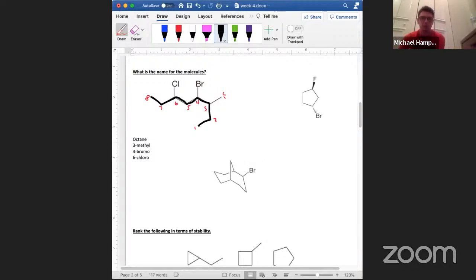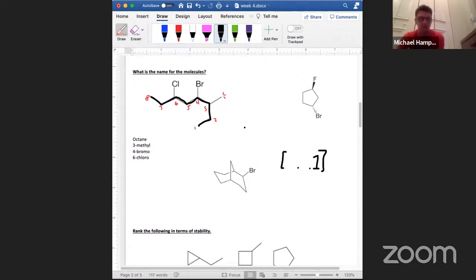So the bridge is what? There's 1 on the bridge. Yep. So there's 1 on the bridge, and it is a bicyclo. So there's 3 numbers in the bracket. So we have 1 as our last number.